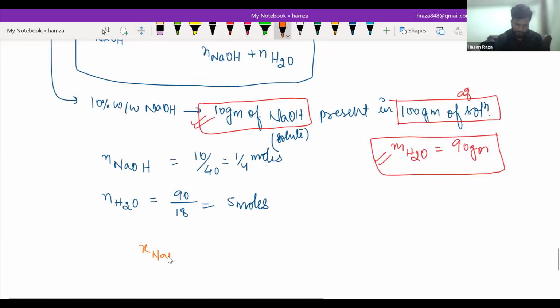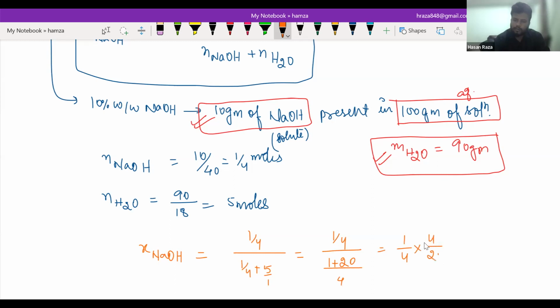Mole fraction of NaOH is equal to number of moles of NaOH, that is 1 by 4, upon 1 by 4 plus 5. If you are going to calculate it, take LCM 4: 1 plus 20. 1 times 4 is 4, 4 times 5 is 20. This will be equal to 1 by 4 upon 21 by 4, and the 4s will cancel. So the mole fraction of NaOH is equal to 1 by 21.